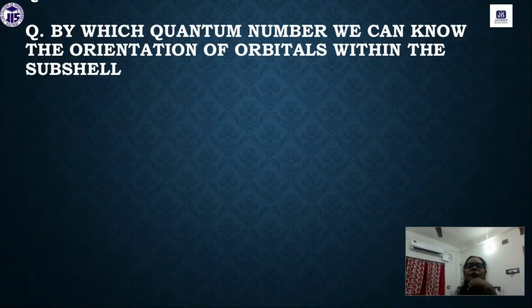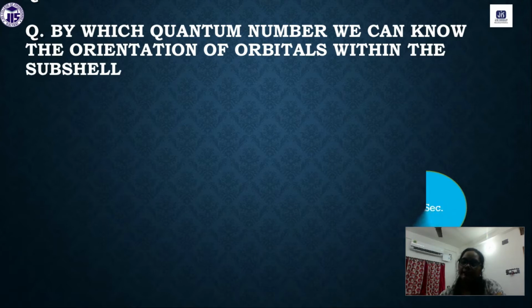Okay, now this is a quick review of whatever I discussed in the previous class, to check how much you have got. So I have given one question. By which quantum number can we know the orientation of the orbital within the subshell? Okay, this is a question, and for this you have 10 seconds. Your time starts now. You have to just recall whatever I have taught in the previous class. Then only you can get the answer.